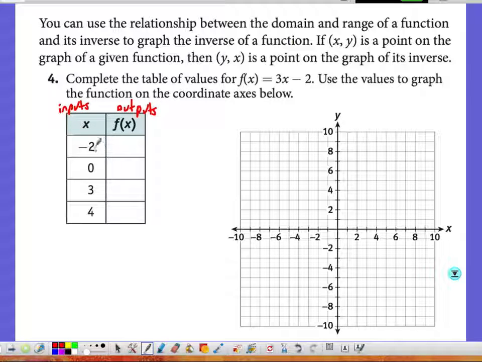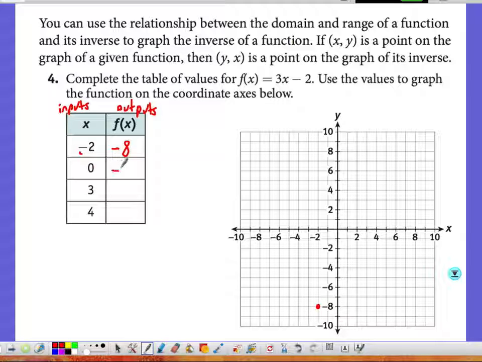So our input is negative 2. We take this negative 2 and we plug it in for x. 3 times negative 2 is negative 6 minus 2, which is negative 8. So here's my first ordered pair. From that ordered pair, I can put it into the graph, which is negative 2, negative 8, right there.